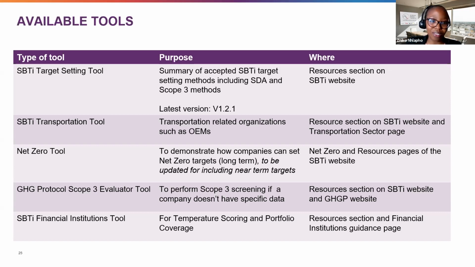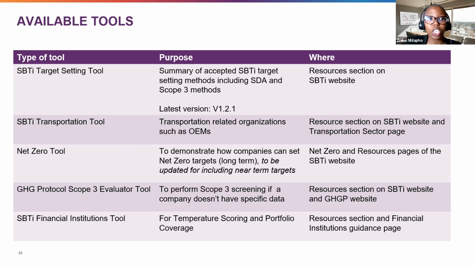And this tool allows, as the description says, financial institutions to develop appropriate science-based targets in line with our financial institutions criteria. And again, just to emphasize, if you go and have a look at the resources page on our website, you will be able to find these tools. You can also go to the specific sector pages. So for example, with the financial institutions tool and the transport tool, you'll be able to find those on the specific sector page.